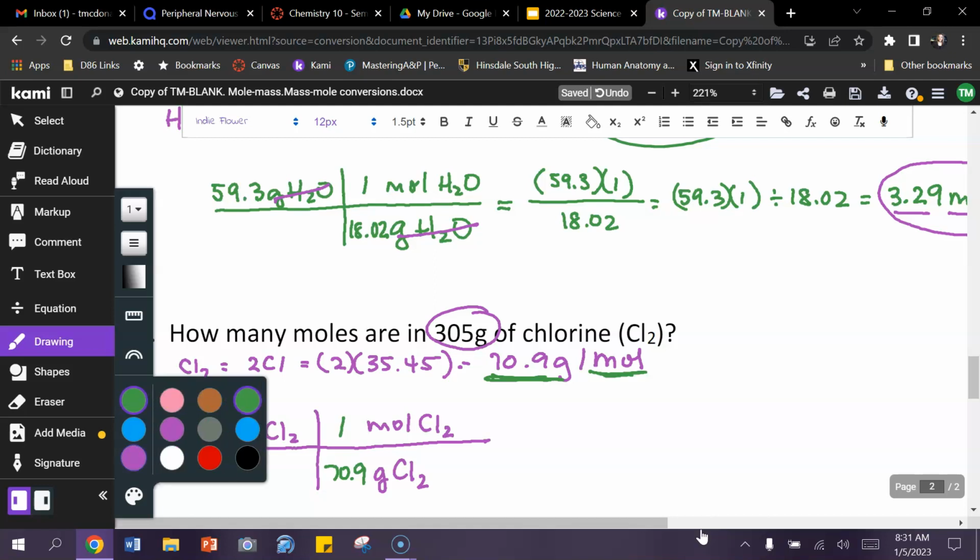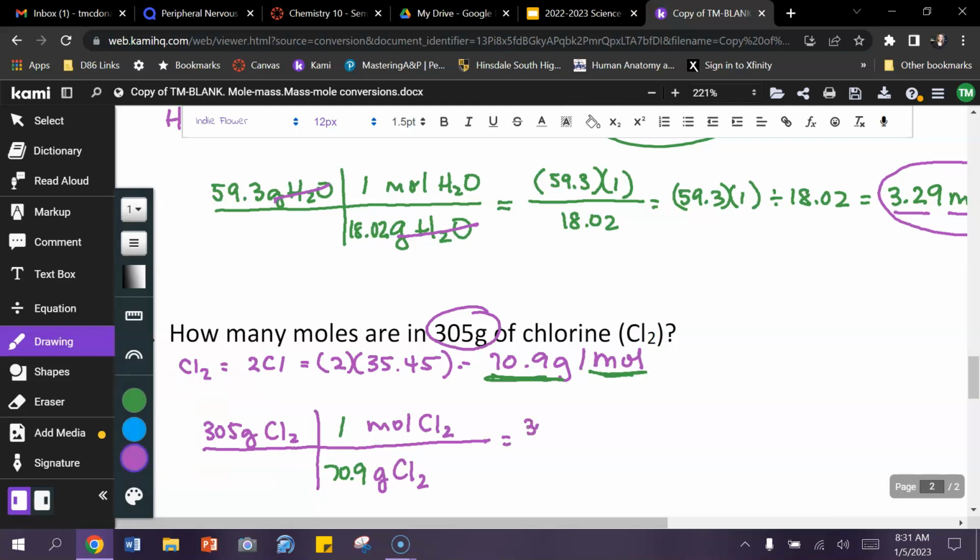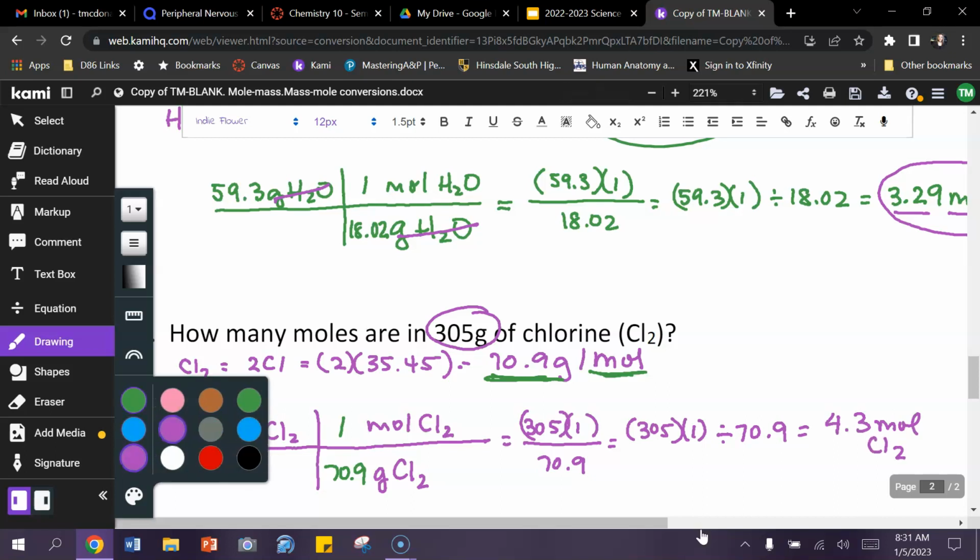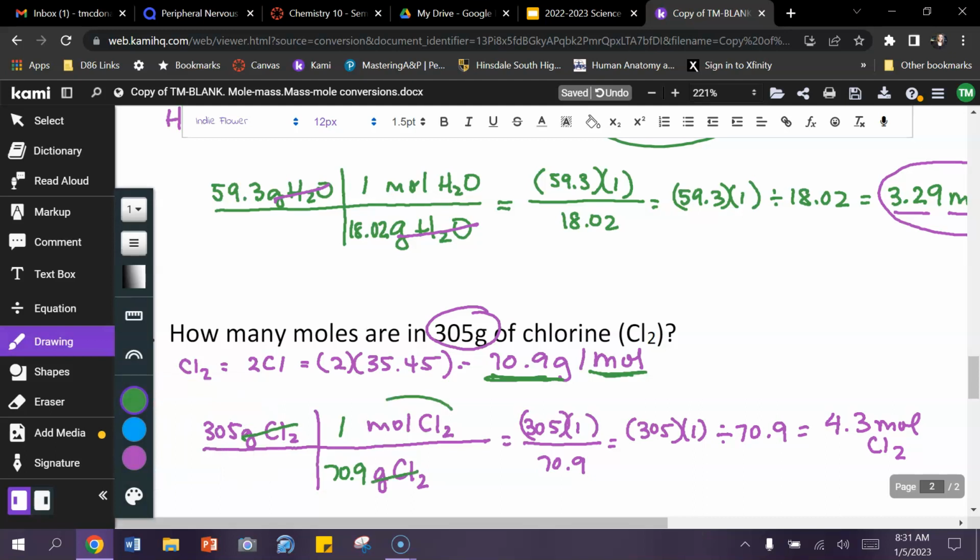So now what we do is we multiply the numbers across the top. So we have 305 times 1 divided by 70.9, and when you punch that into your calculator, you would multiply 305 times 1, which is just 305, and then hit your division sign, divided by 70.9, and when you do that math, you get 4.3 moles of Cl2. Oh, and I forgot to cross out my units here. We're left with moles of Cl2, and so that's why we have that at the end of the problem.